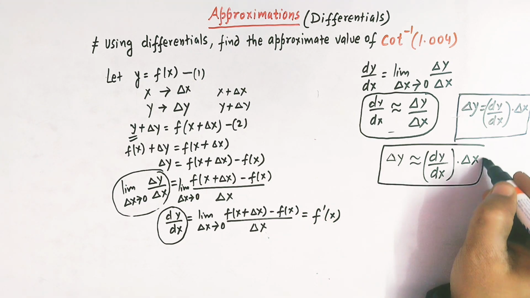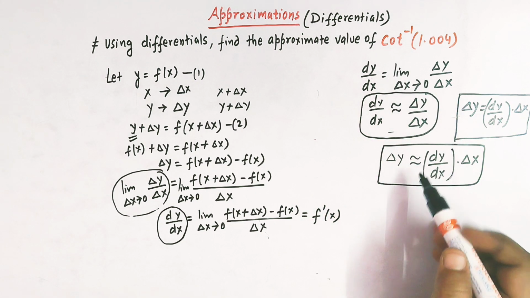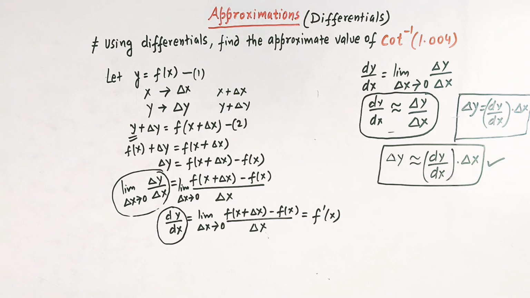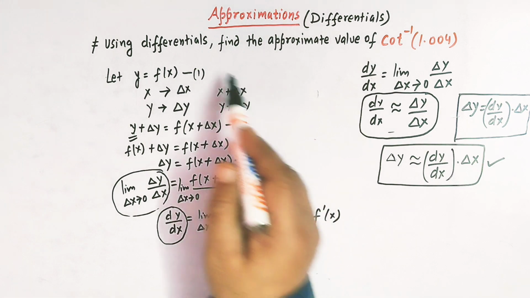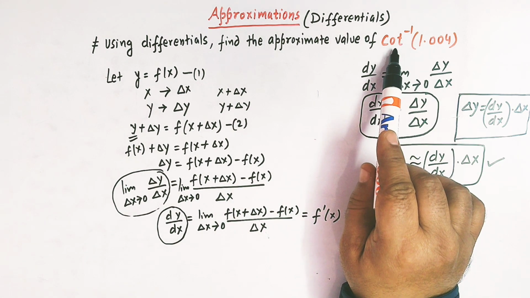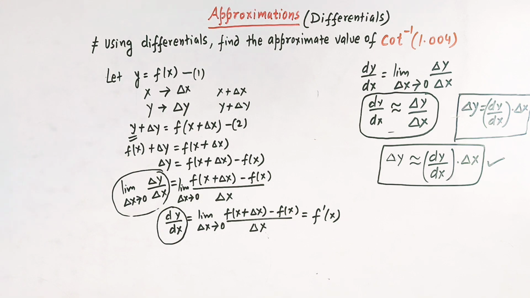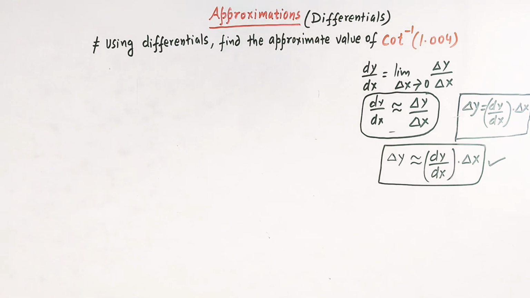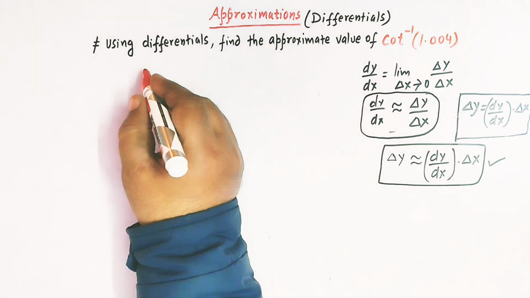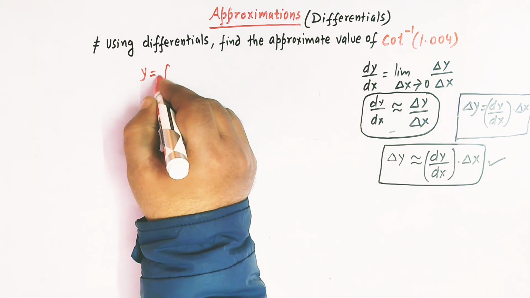And to solve this problem, we are going to use this expression, and let us see how we can apply this concept to get the approximate value of cot inverse 1.004. So let us first frame a suitable function, that is y is equal to f of x.